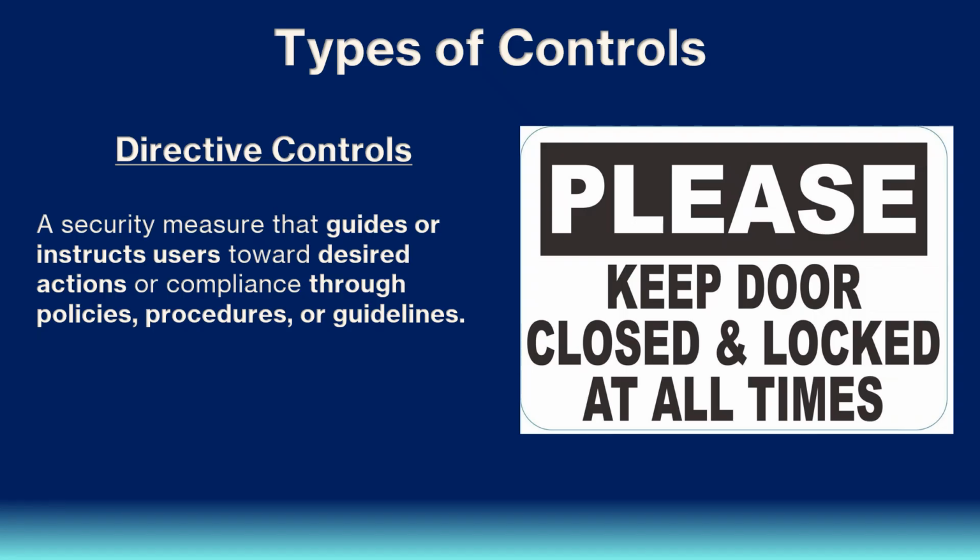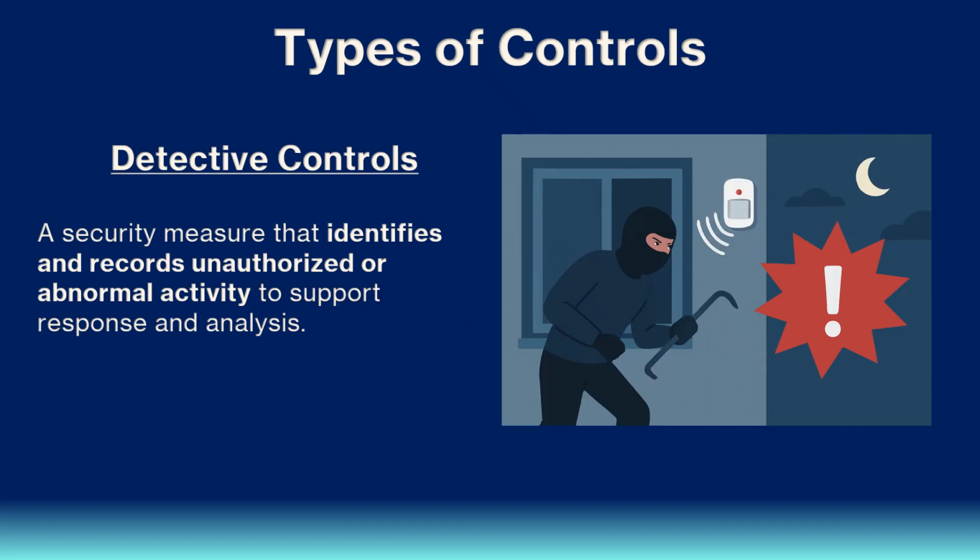Next is detective control. Detective controls are like the security cameras of cybersecurity. They don't stop the attack directly, but they spot abnormal activity and raise the alarm. Like you see on the screen, the intruder has entered the premise and the alarm is raised. Think of intrusion alarm. This gives us visibility so we can respond quickly when something suspicious happens. Now let's see what's the next one.